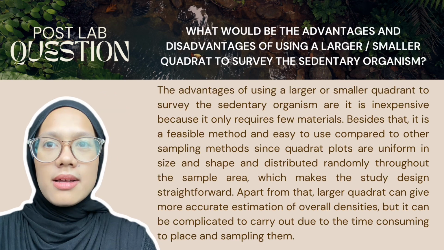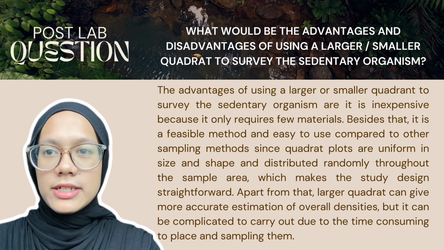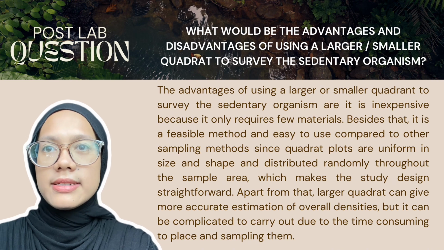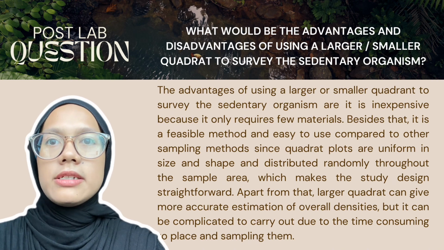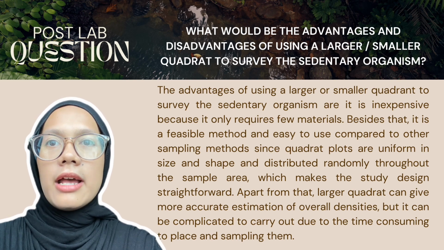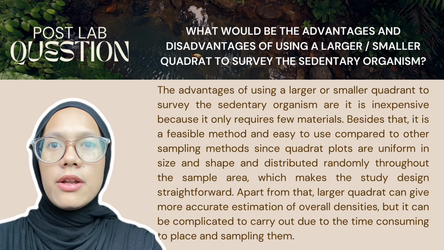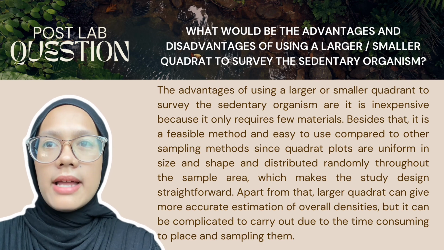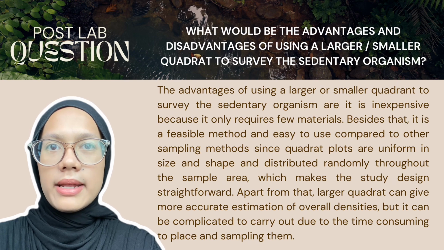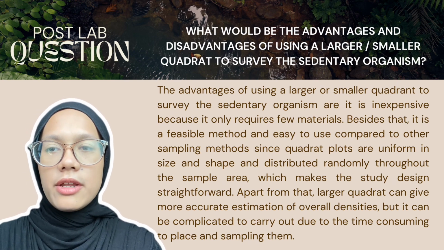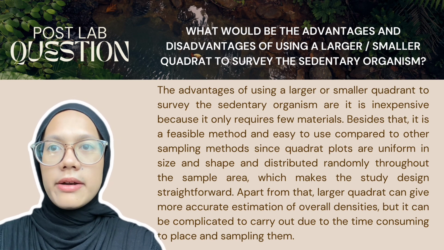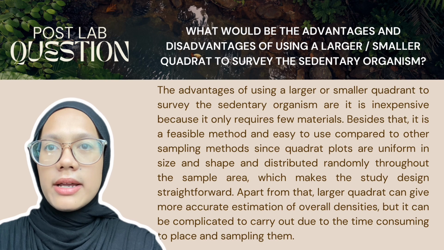Third, what would be the advantages and disadvantages of using a larger or smaller quadrant to survey sedentary organisms? Advantages: using a quadrant to survey sedentary organisms is inexpensive because it only requires few materials. Besides that, it is a feasible method and easy to use compared to other sampling methods, since quadrant plots are uniform in size and shape and distributed randomly throughout the sample area, which makes the study design straightforward.